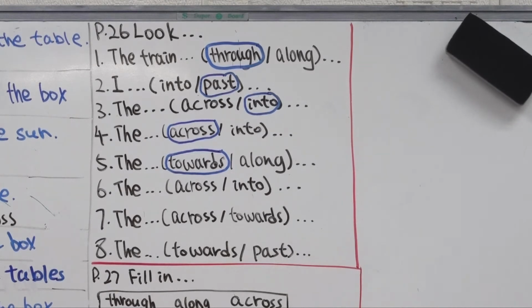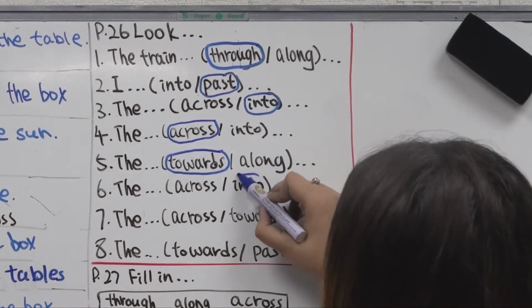6. The mouse ran across or into its hole. Of course, into, right?